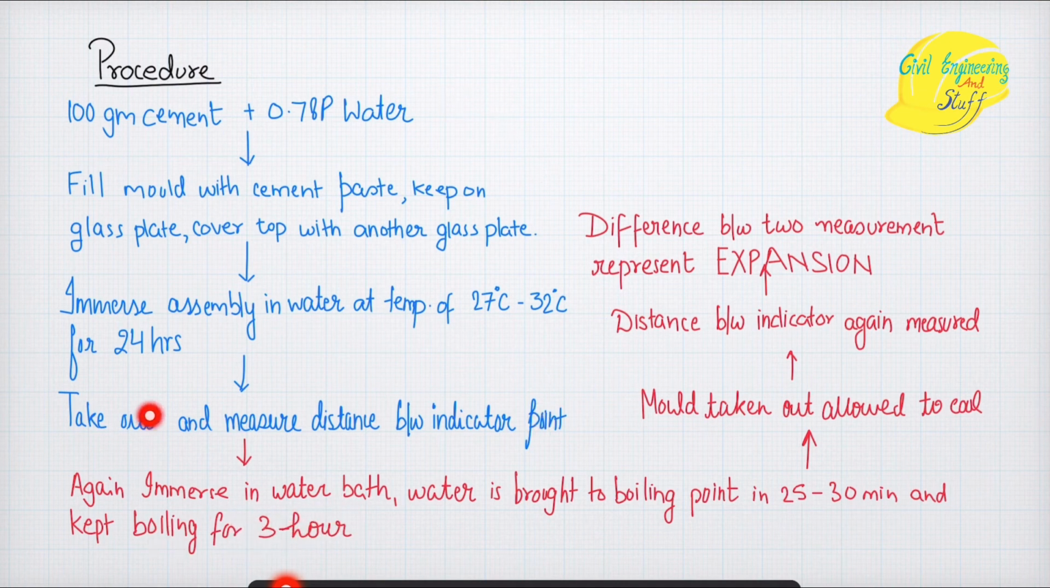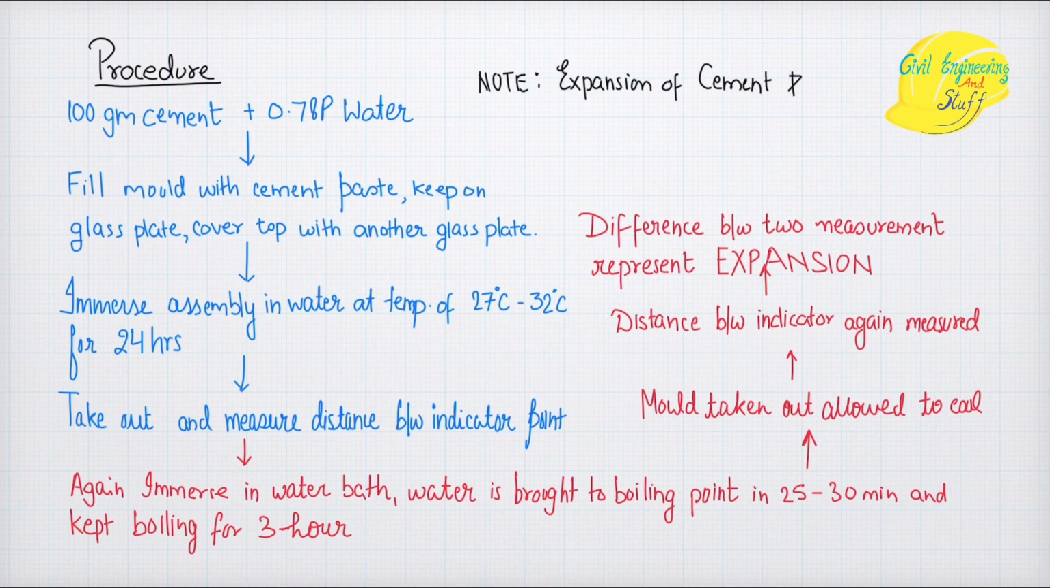So in the first stage, we took the assembly and put it in normal water for 24 hours. After 24 hours we take it out, we again put it in the water bath, take the water to the boiling point in 25 to 30 minutes, and then keep the water boiling for 3 hours, with the assembly in that boiling water. After these 3 hours the mold is taken out, allowed to cool, and again the distance between the indicator points is measured, and the difference is called the expansion that has taken place.